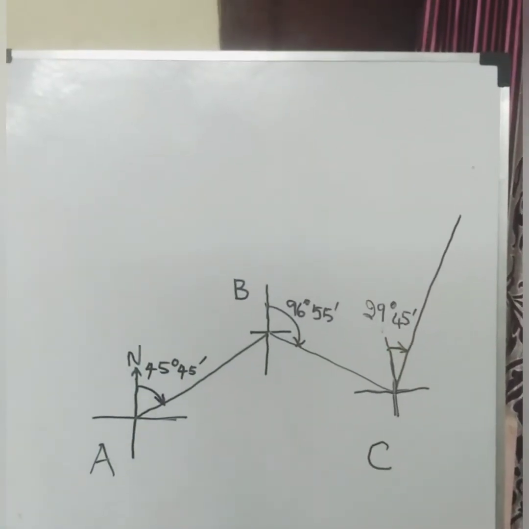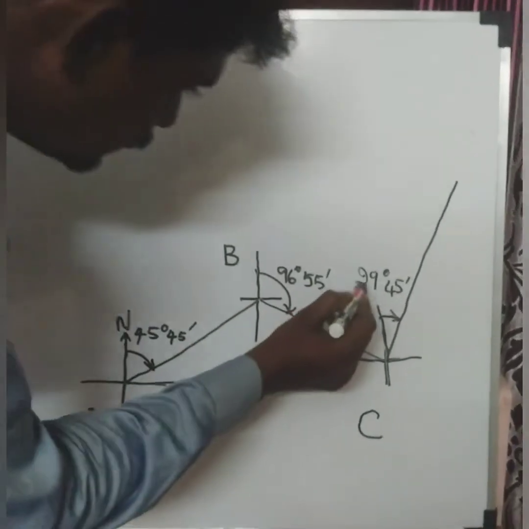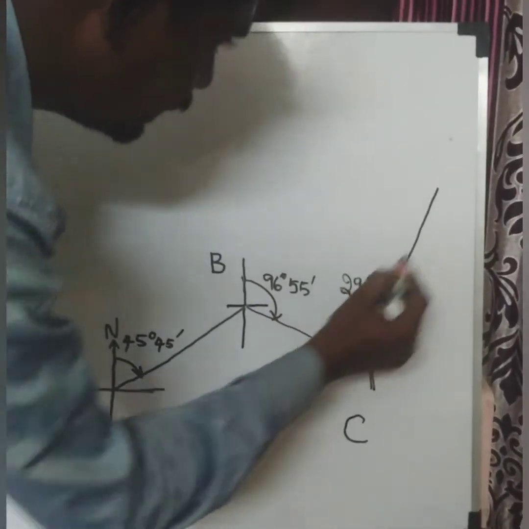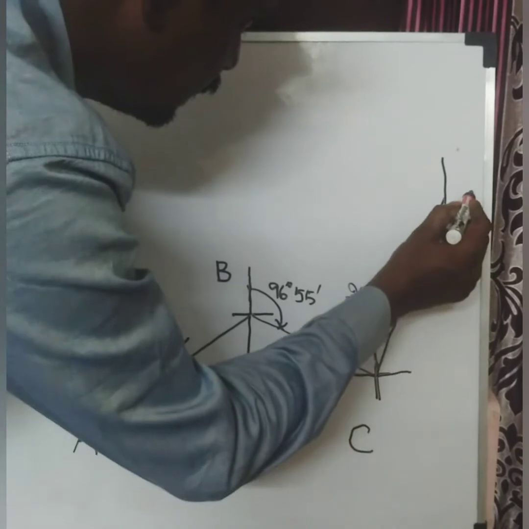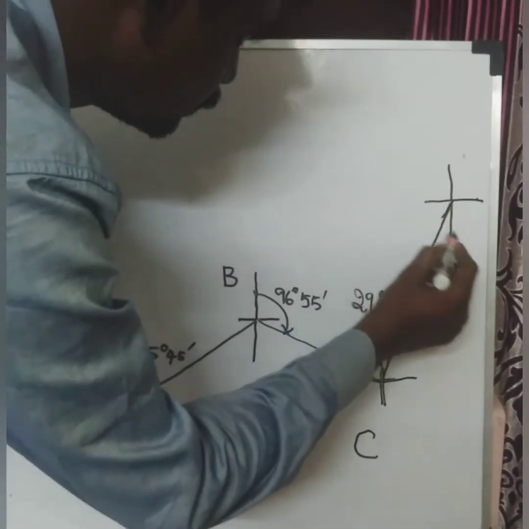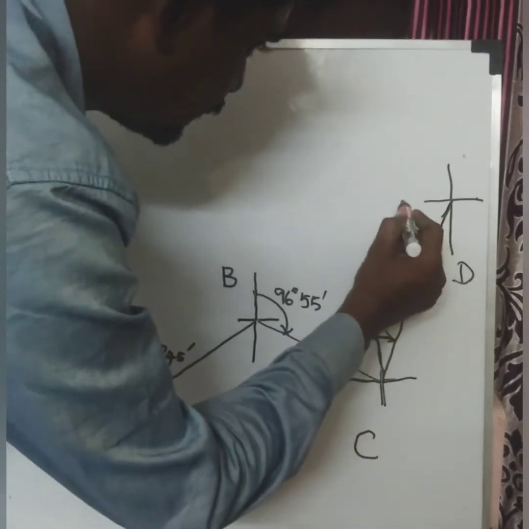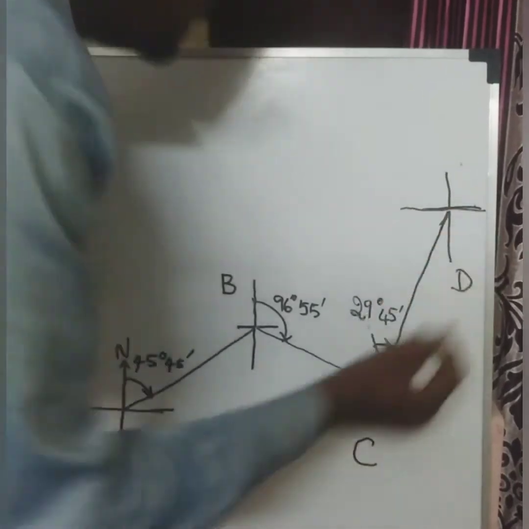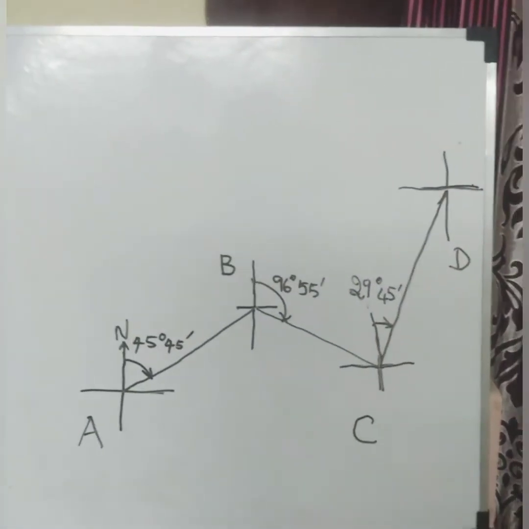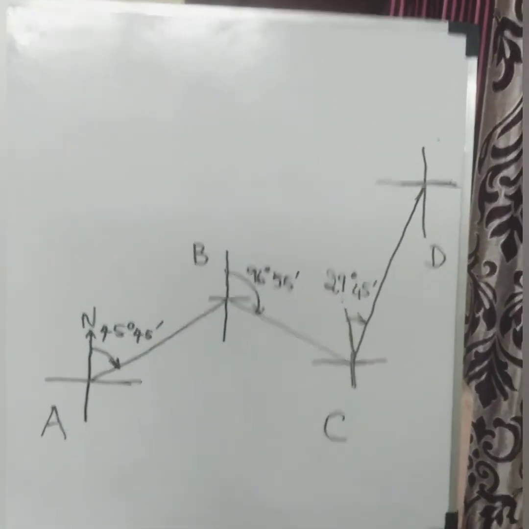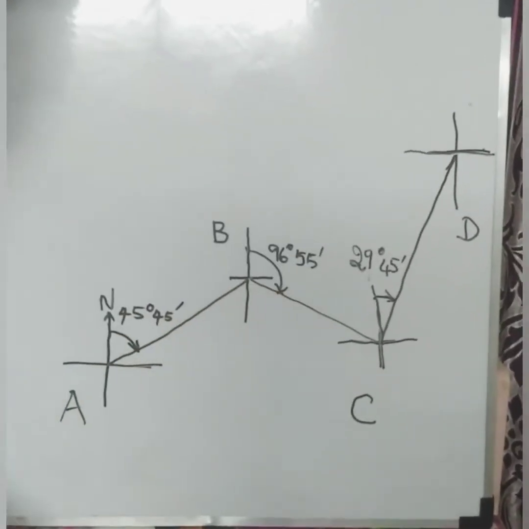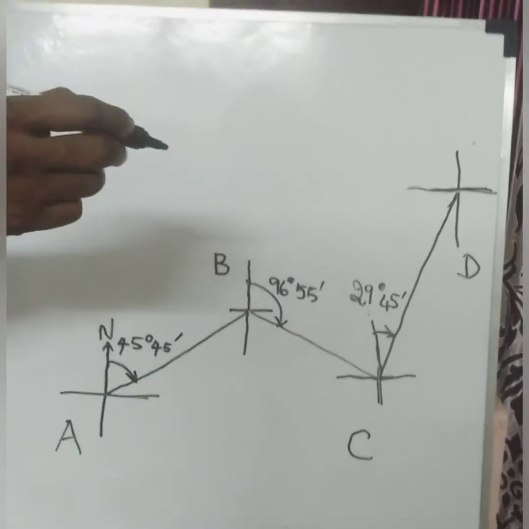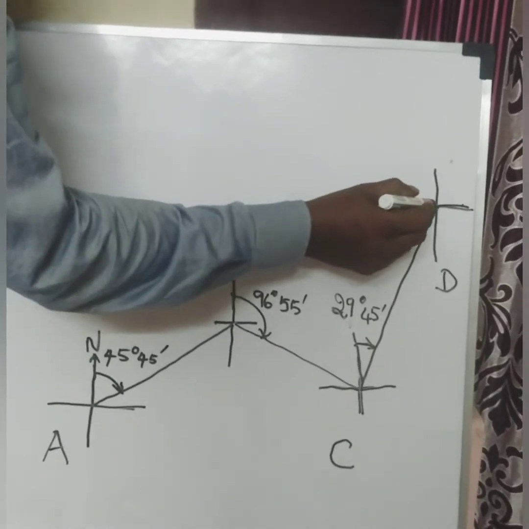29 degree 45 minutes. Next, line CD. It is the station D. The CD line ends with the station D. From D, the observed forebearing towards E is 324 degree 48 minutes. 324 degree lies in the fourth quadrant.